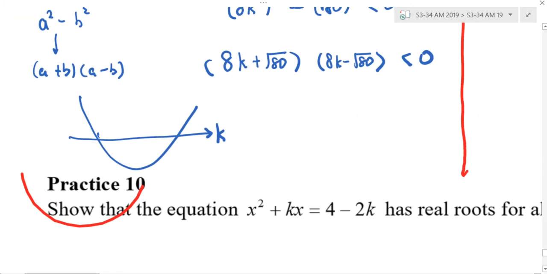Now, how do I mark the two points here? What is the first point? Press calculator. Remember this one is equal to zero, or this one is equal to zero, to find the two roots here.